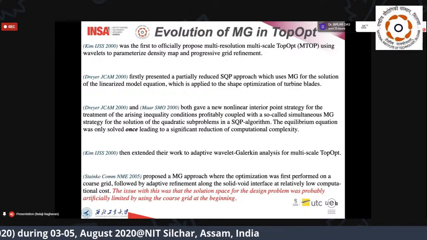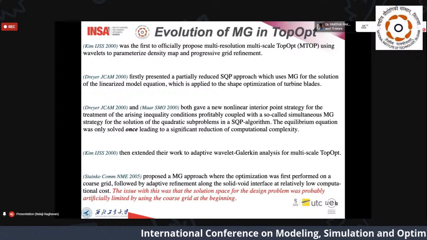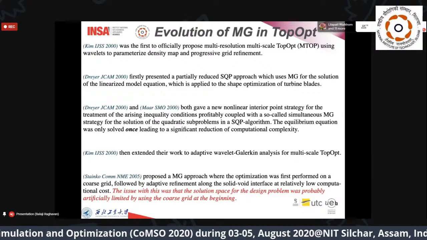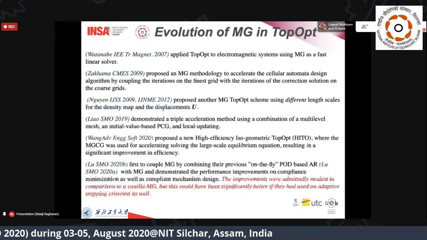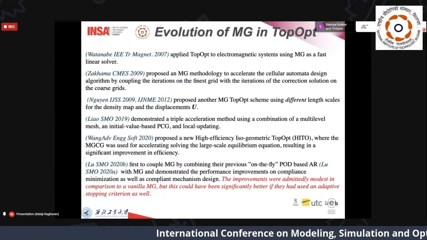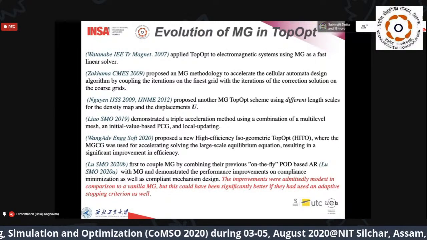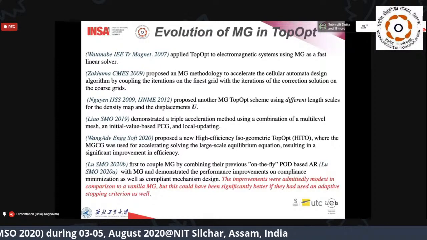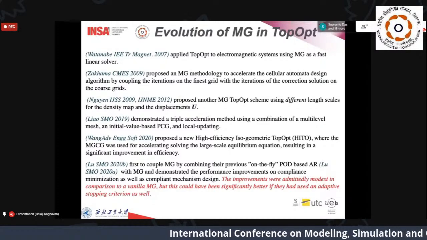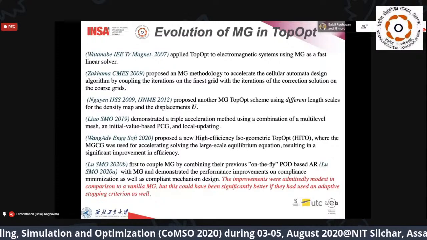Multigrid methods started being officially used in topology optimization circa 2000. Those who contributed most are Kim and Rare. There's a variety of approaches that were tried, and I would say that we were the first to couple MG with the POD-based ROM. To be perfectly honest, the improvements were relatively modest if you consider all possible test cases, especially when you come to compliant mechanism design. But we did not use an adaptive stopping criterion, which is probably something that Mr. Liu is going to try out next.